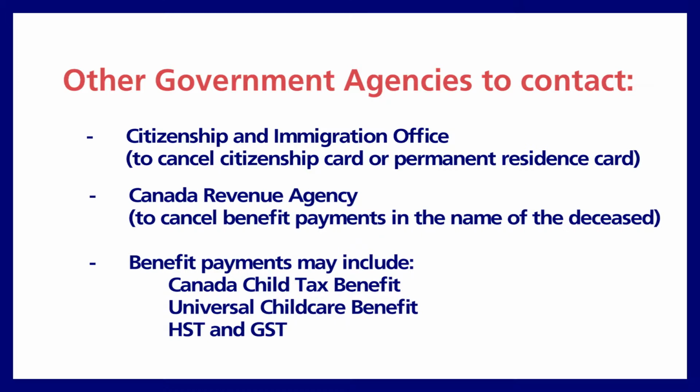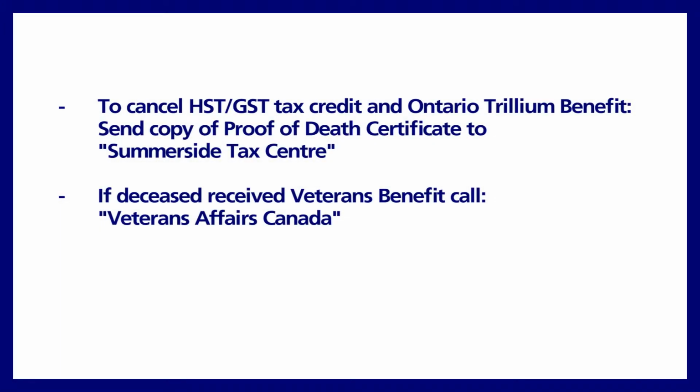Contact Canada Revenue Agency and cancel benefit payments in the name of the deceased. Canada Child Tax Benefit, Universal Child Care Benefit, HST and GST. To cancel HST, GST tax credit and Ontario Trillium benefit, you will need to send a copy of the proof of death certificate to Summerside Tax Centre. If deceased was receiving veterans benefit, call Veteran Affairs Canada.